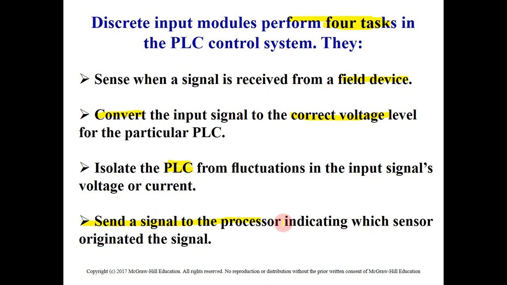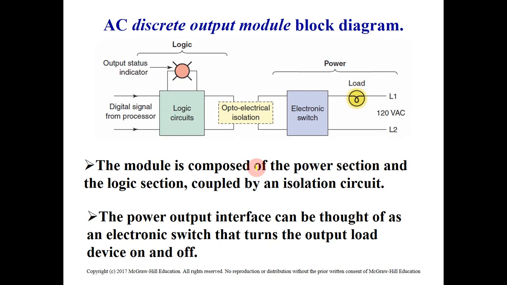For that, the controller can understand, yes, I received this signal from sensor number 1, I received that signal from sensor number 50, for example. So these are the main 4 tasks for the discrete input modules for the PLC system. For the discrete output modules, it's the same task, but on the output side, since it will be placed after the microcontroller or the microprocessor unit.